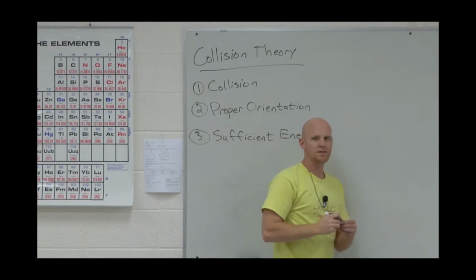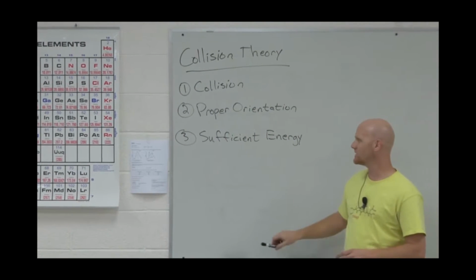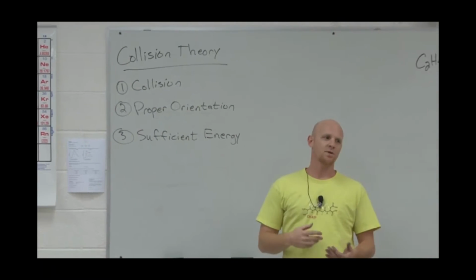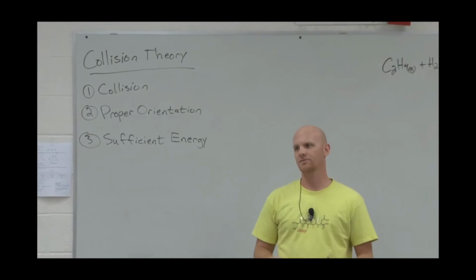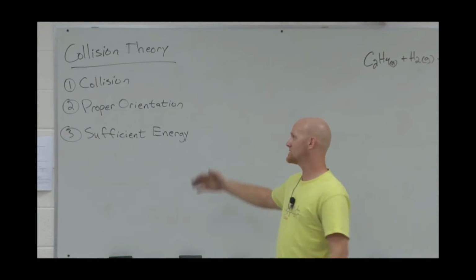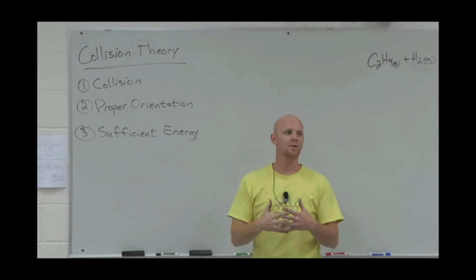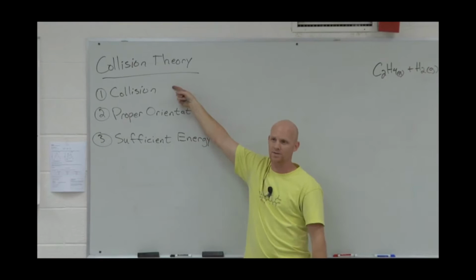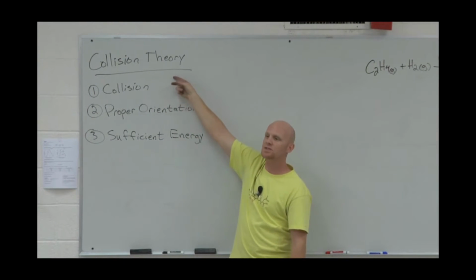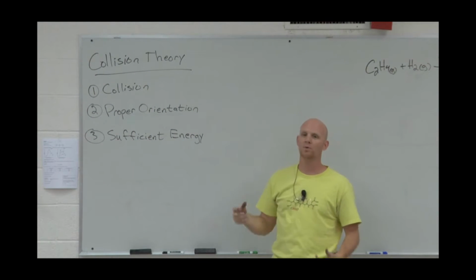Cool. Talk just briefly about collision theory, last topic of the night. Collision theory just lays out for us what requirements must be met for a chemical reaction to take place. These are the three requirements that have to happen. So if two molecules are going to undergo a chemical reaction, they have to collide with each other first. But it's not just enough for them to collide. They have to collide with the proper orientation.